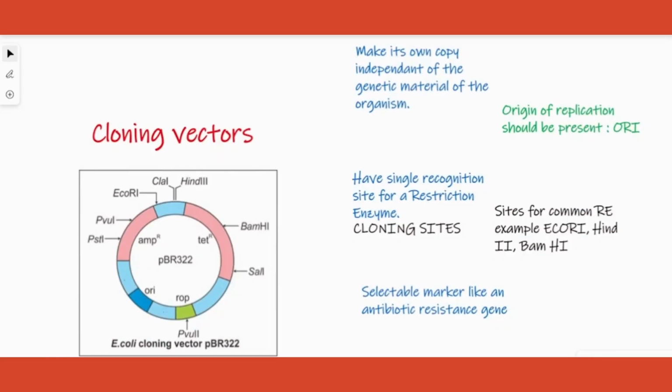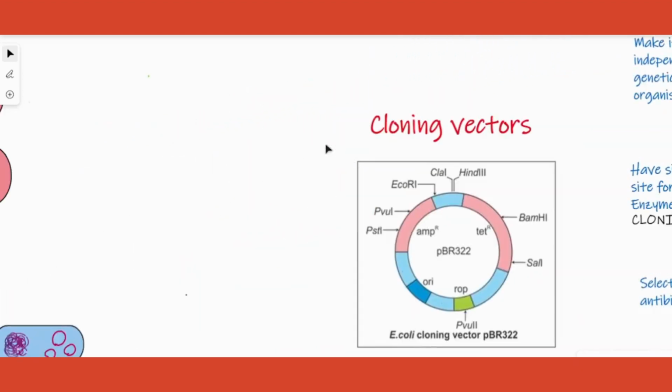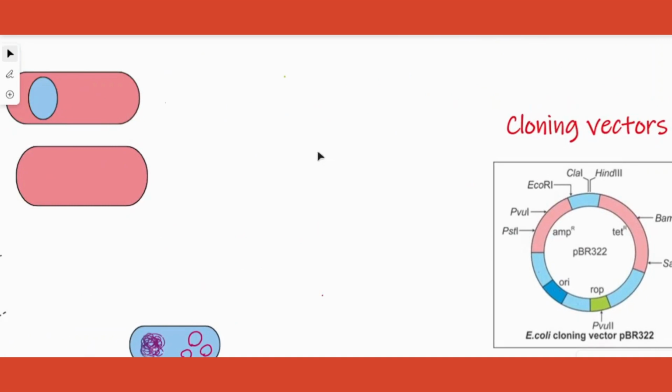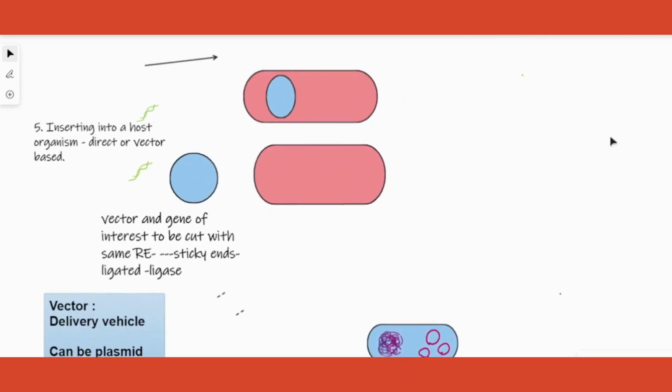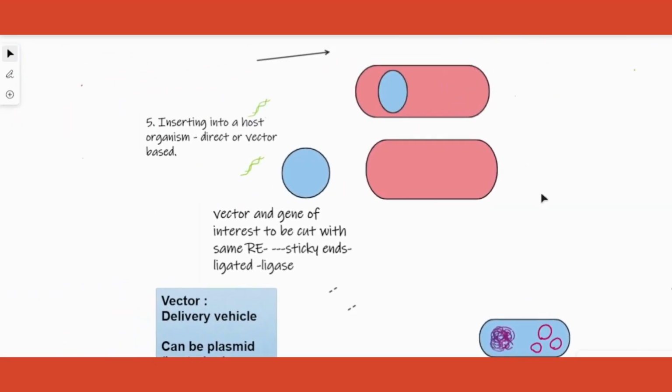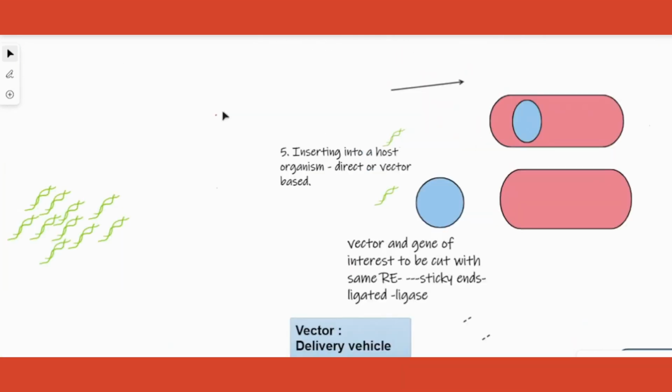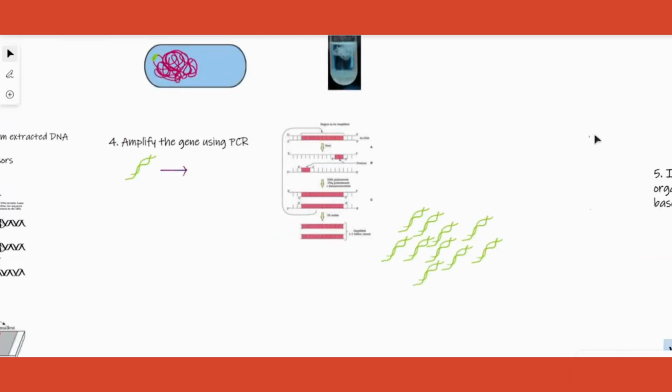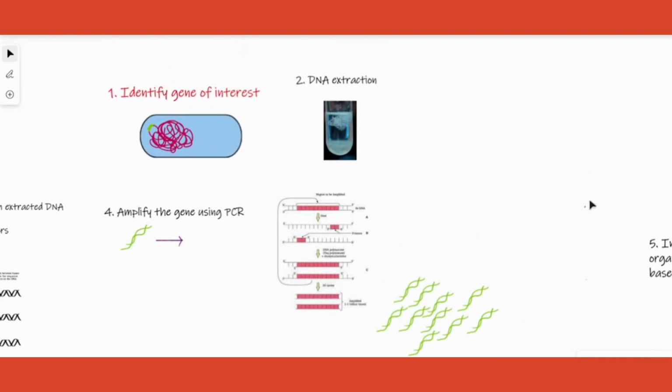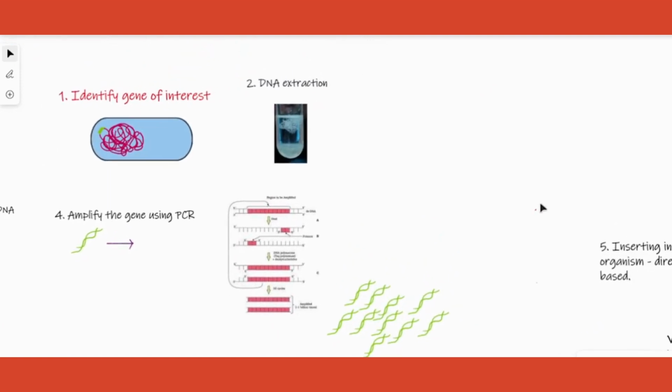Students, let us learn about cloning vectors, selectable markers, and insertional inactivation today. I hope from the previous videos you have understood what are the steps that we have been doing in order to get a recombinant DNA. So what all were the steps that we covered till now? Let us just quickly recap so that we can go ahead with understanding today's concepts.